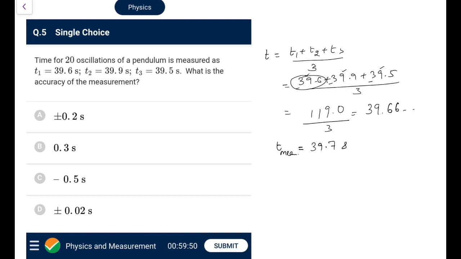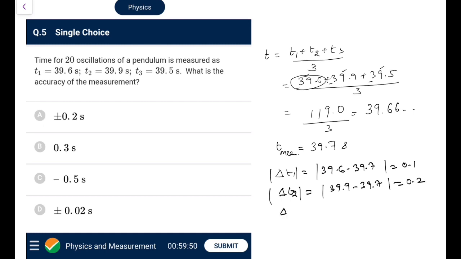Now how to calculate the error? The absolute error in the first trial, delta T1, would be 39.7 minus 39.6. Ideally it should be the other way, measured minus true value, but it doesn't matter because we will take the mod. In the second trial, delta T2 is 39.9 minus 39.7, which is 0.2. In the third trial, 39.5 minus 39.7 is again 0.2.